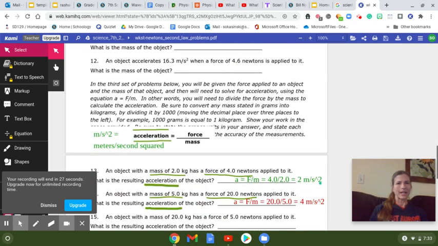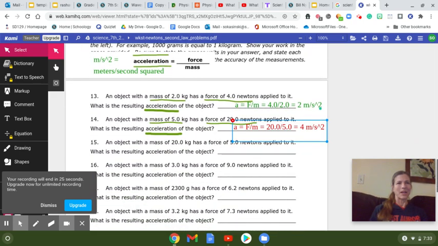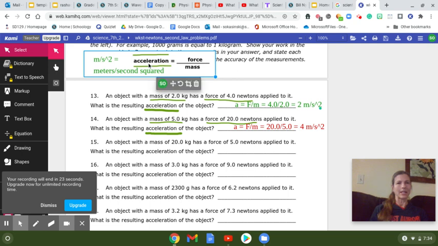All right, one last one here. I'm about to run out of time. The last set of equations, we're calculating acceleration, and we get that by doing force divided by mass. So the force in this one was 4 newtons. We divided it by 2 kilograms, and we get 4 divided by 2 equals 2 meters per second squared.